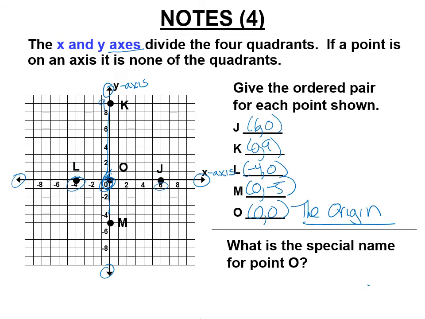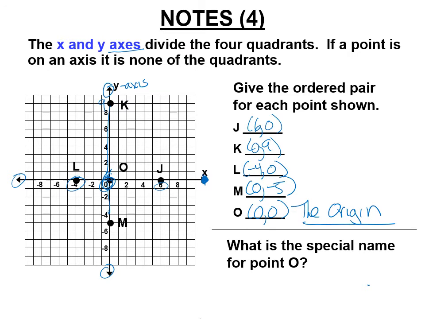And the graph does not end at 10. It goes on forever. That's why the arrows are there. The grid ends at 10. But in a second, you'll be plotting something like 11, 0. You just put it right where 11, 0 would go. Okay? All right, so questions about that.